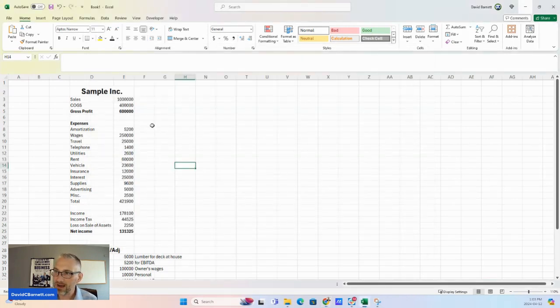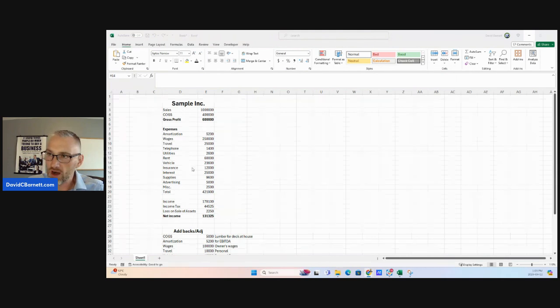So the common format, and here I'll put myself beside this here. The common format where you're going to see this kind of problem is going to look like this. So you've got an income statement, or P&L, some people call it, and you can see you've got sales, cost of goods sold, your gross profit. Then we have a whole bunch of expenses here: amortization, wages, travel, telephone, utilities, rent, et cetera, et cetera.